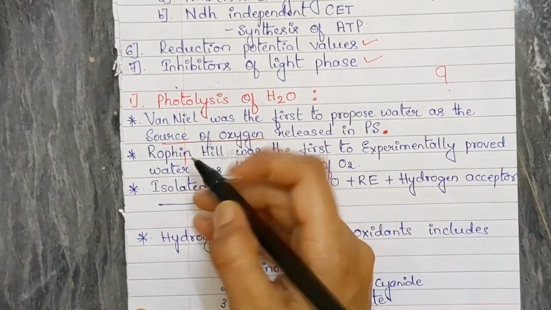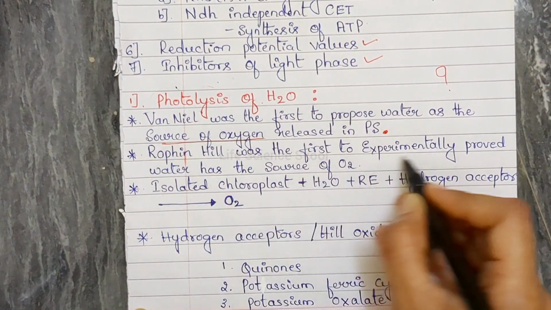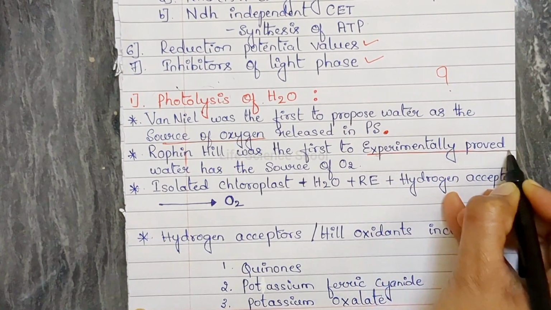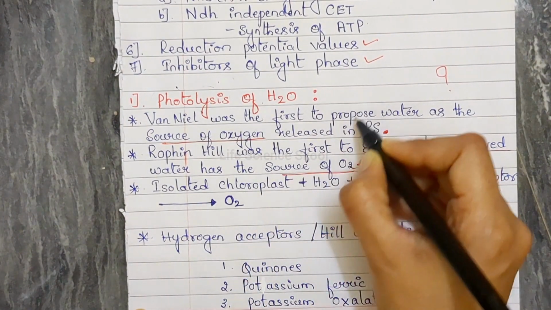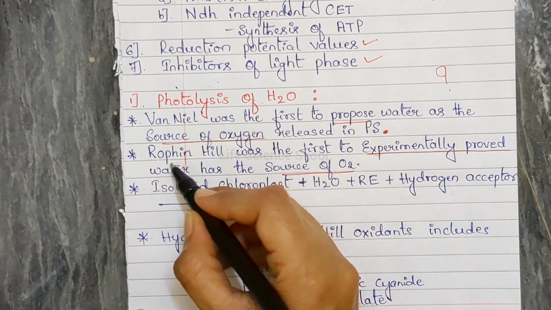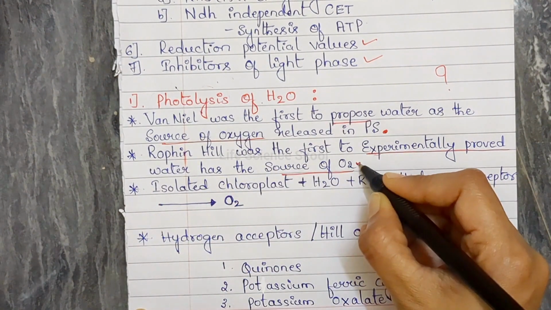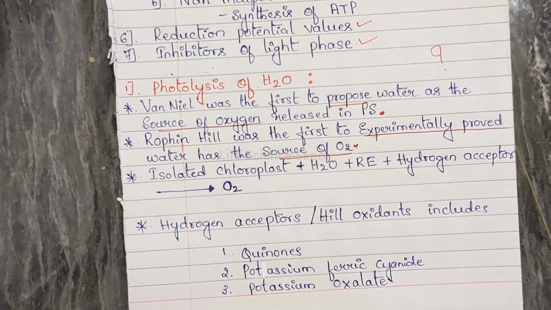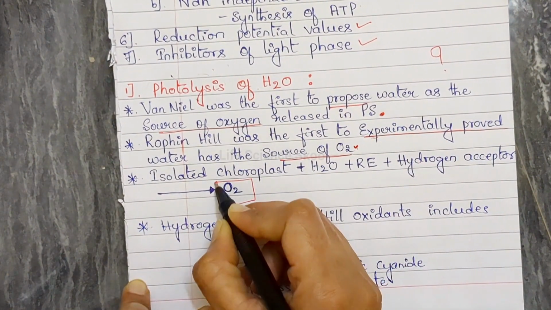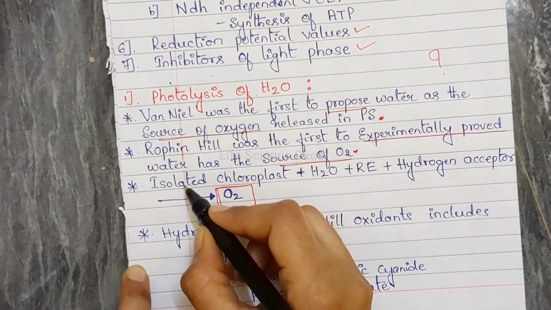And there is another scientist called Robin Hill, who was the first to experimentally prove that water is the source of O2. He proposed it, but it was experimentally proved by Robin Hill. Okay, so water is the source of O2. And how is water going to release it by photosynthesis? We will learn the mechanism in short now.